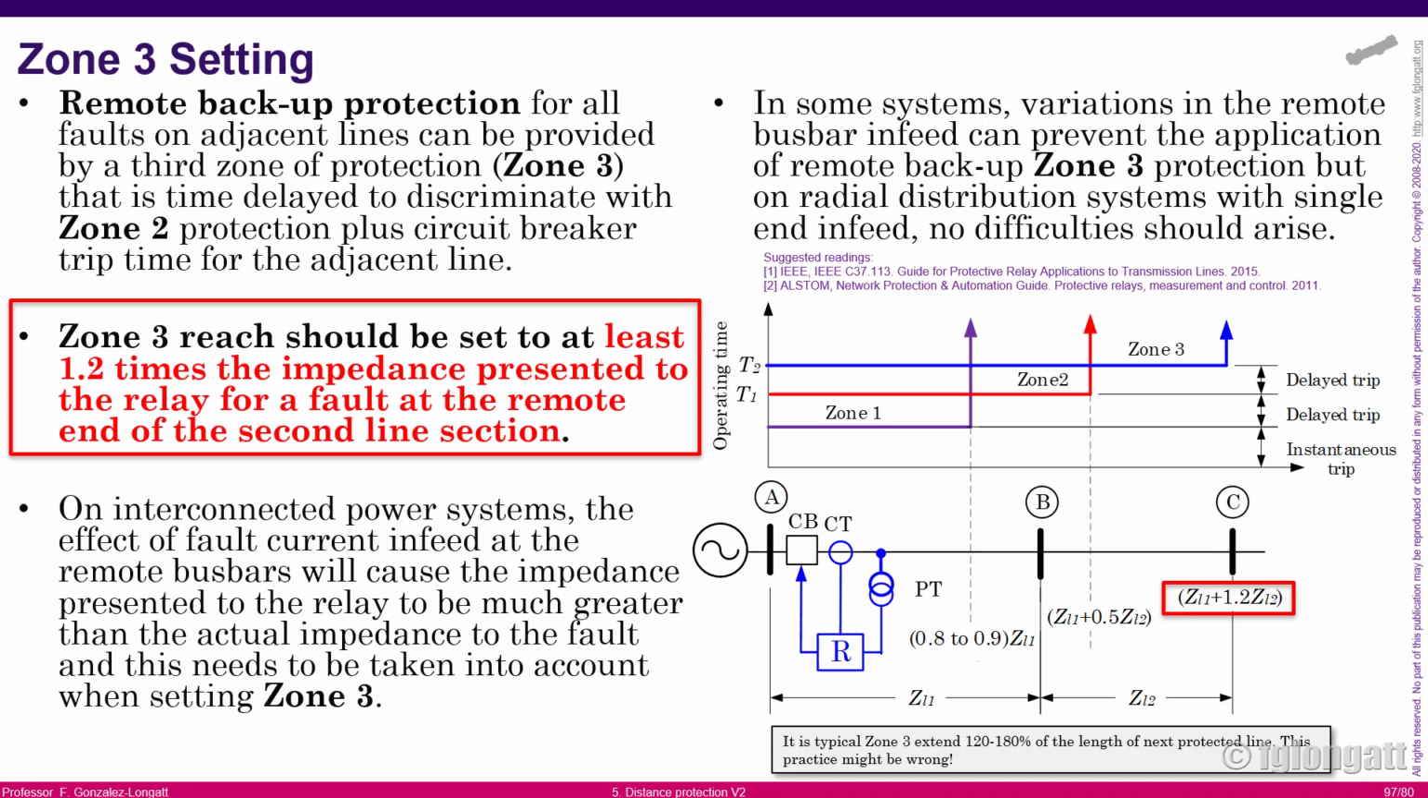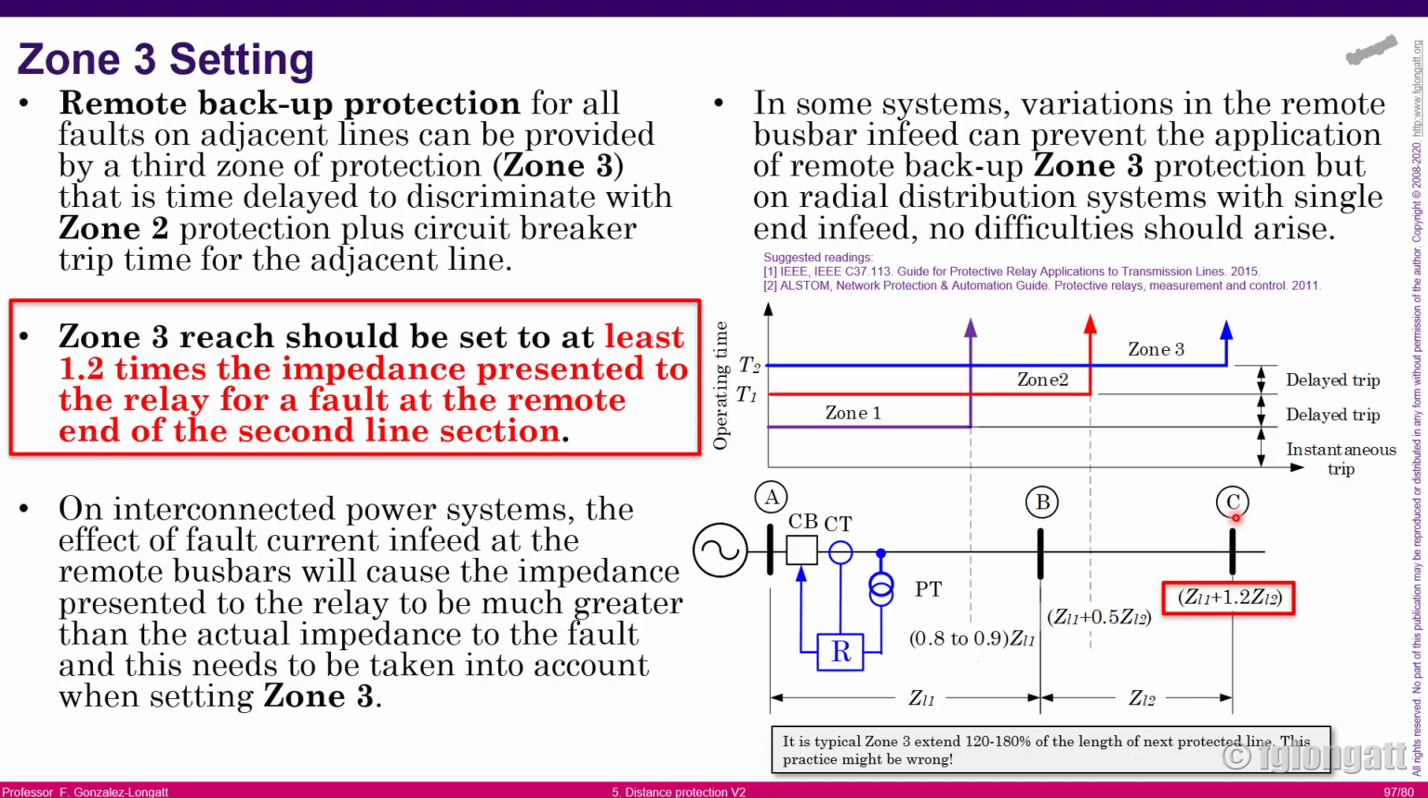120% of the impedance that you can find when you have a fault at the remote end of the second line section. Okay, I will tell you again. In theory, let me use the pointer. In theory, it is at least 120% of the impedance that you can get for the relay at the remote end of the second line section.